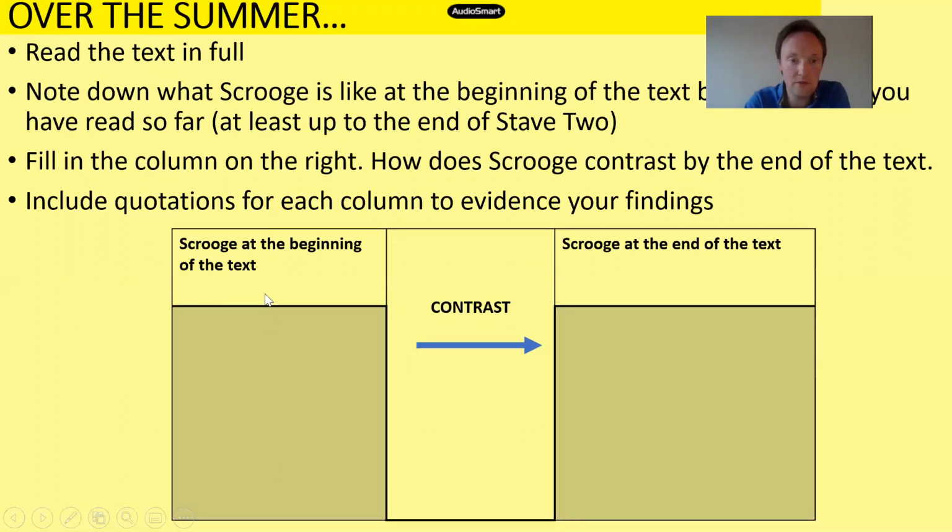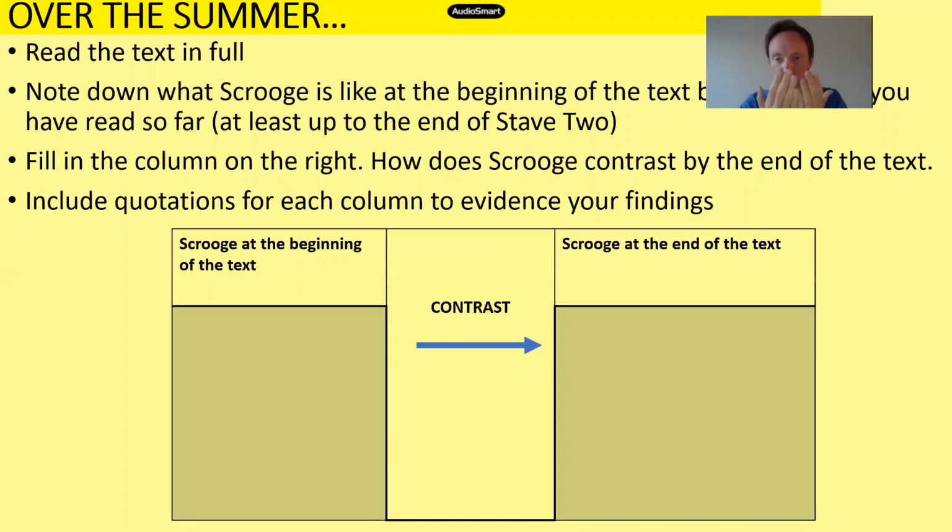So if I wiggle the mouse around here, see where the mouse is on the left-hand side of the screen. On the left-hand side, we'd like you to make a note of what Scrooge is like at the beginning of the text. Write it down. There should be as many bullet points as you can come up with, including quotations to justify and to evidence your findings, to back it up. English teachers will always want students to use the text. Use the text.